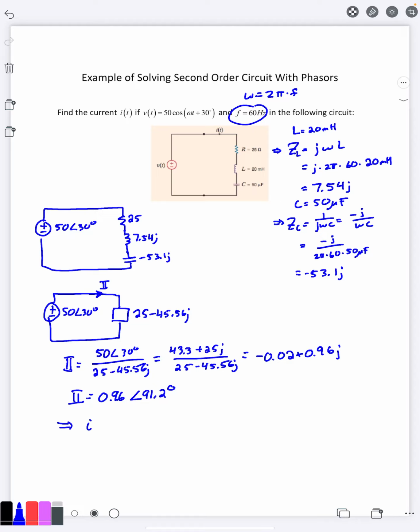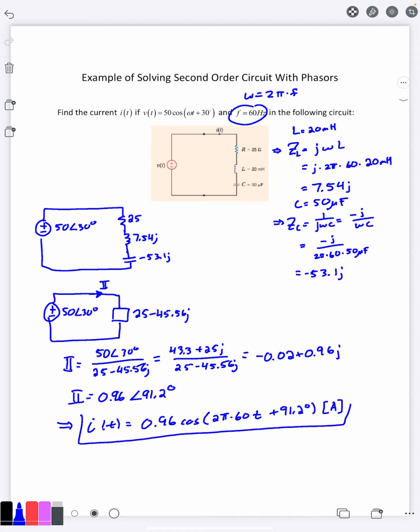So our final answer in terms of time would be I of t is 0.96 cosine. Now they wrote omega before, and we can write omega again, or we can actually write out what the omega is, 2 pi times 60 t plus 91.2 degrees in amps. Sorry, this is not I0, it's just I. There is no I0 in this problem. So I of t is exactly this current here, and we are able to solve all of this without doing any differential equations, just doing really basic algebra, but unfortunately basic algebra with complex numbers.